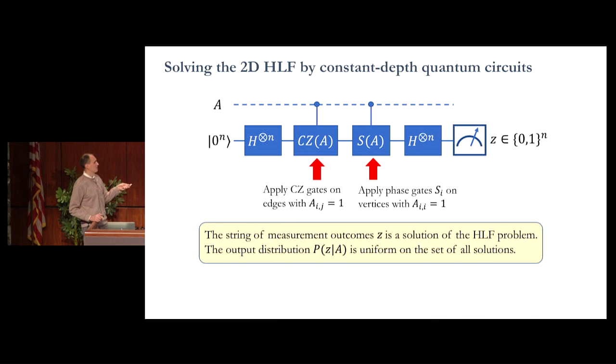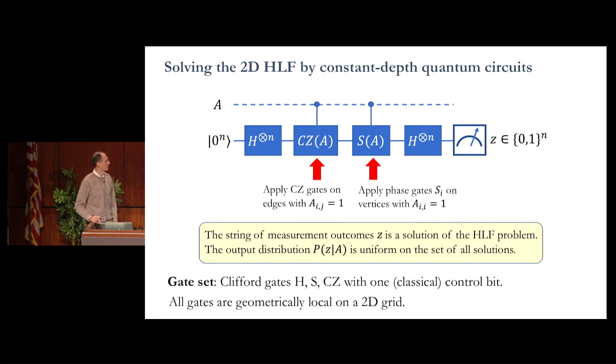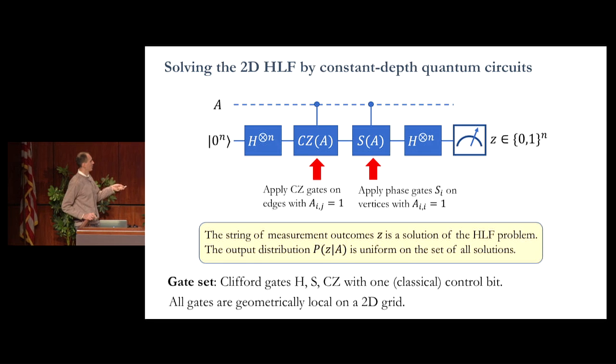What we can show is that this z is always a solution of the hidden linear function problem. Moreover, the output distribution of this circuit is the uniform distribution on the set of all solutions. So you can see that the gate set used by this circuit consists only of Clifford gates. More strictly, these are classically controlled Clifford gates, but this is not too important. Moreover, all gates are geometrically local on a two-dimensional grid. So we only use nearest neighbor gates.